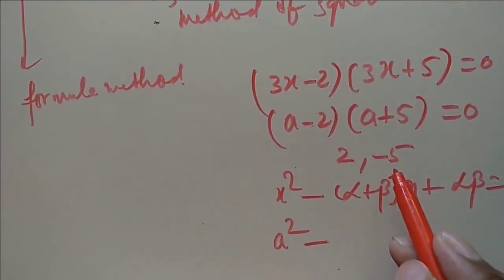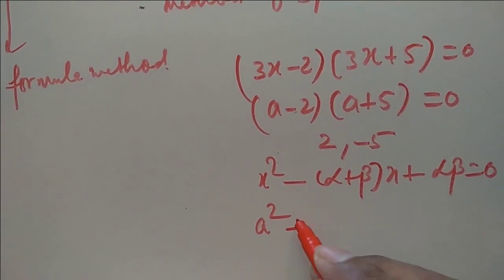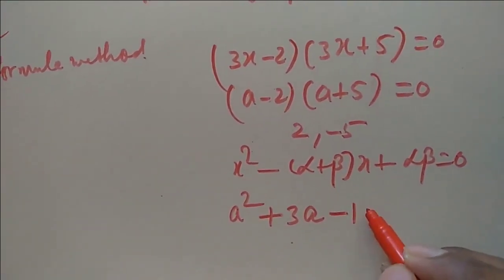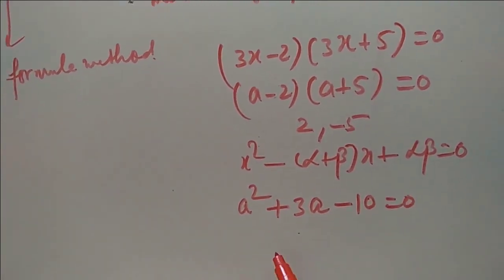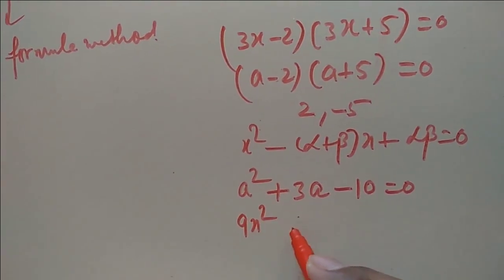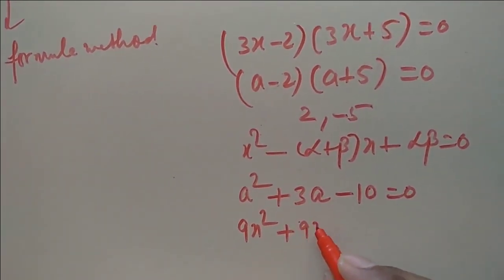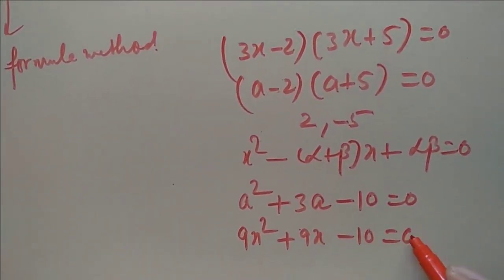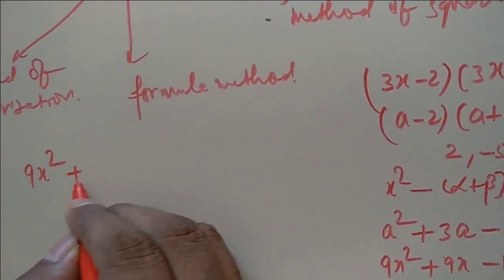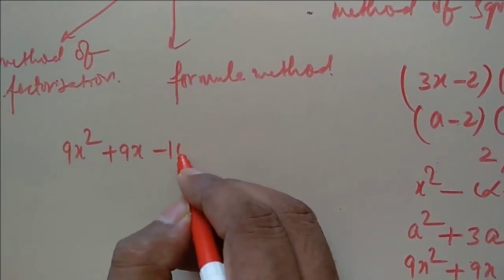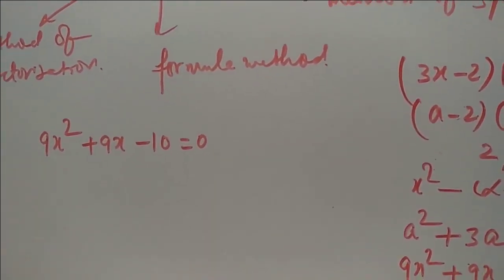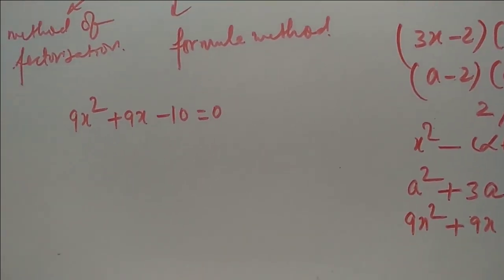Now this is the standard form. Any quadratic equation can be expressed in the form of x square minus sum of roots x plus product of roots equal to 0. So if you just try to compare and find out what they represent, this becomes a square plus 3a minus 10 equals 0. Now if you express this also, because a equals 3x, it is 9x square plus 3 into 3, 9x minus 10. So if you compare them here, this is called the 9x square plus 9x minus 10.